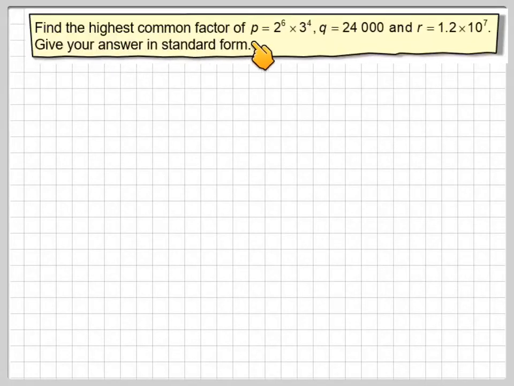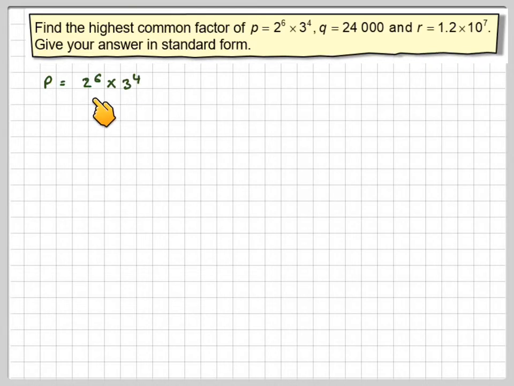Find the highest common factor of P is equal to 2 to the 6 times 3 to the 4, Q is equal to 24,000, and R is 1.2 times 10 to the 7. Give your final answer in standard form. Okay, so basically you've got to put all these in their prime factors.